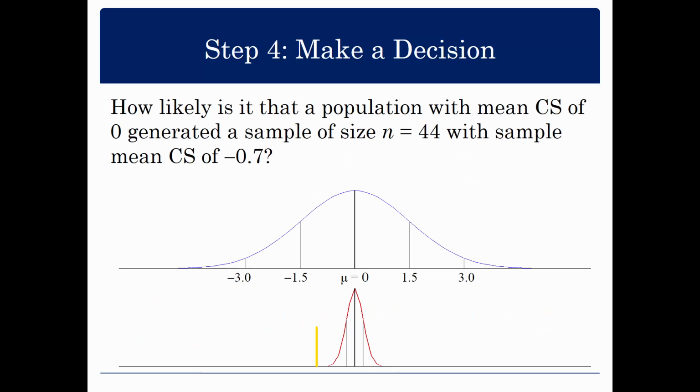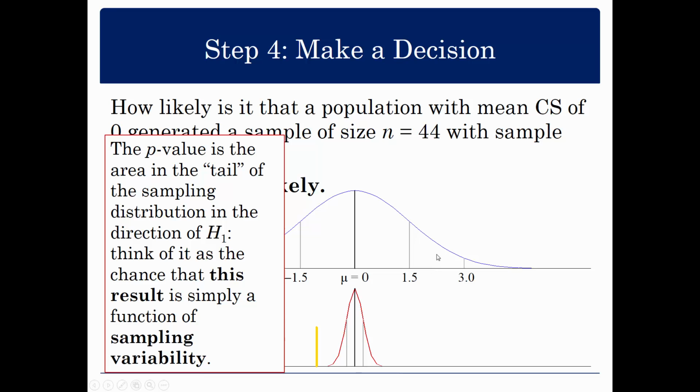So how likely is it to run an experiment on 44 patients and get an average of negative 0.7 if the truth is that the average is zero? And the answer is not very likely. We can actually compute a probability, though. Everybody likes to think about things in terms of the likelihood of something occurring. So the p-value is just the probability that our result, or any samples more extreme than our result, were generated by this distribution.